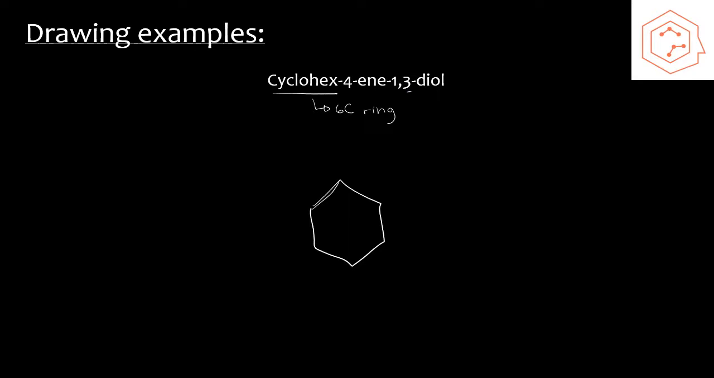And let's keep going. We also see here that we have that ENE included in the name, which indicates that there is a double bond present in the structure.